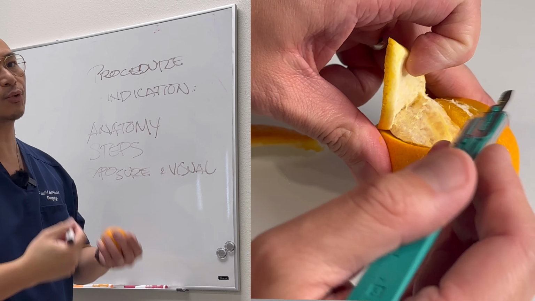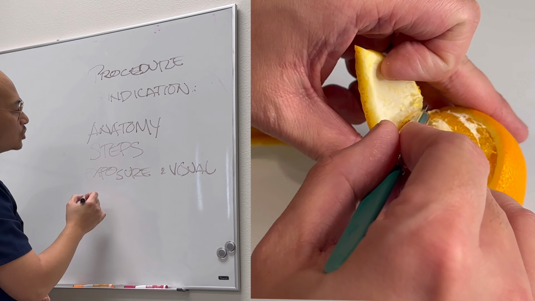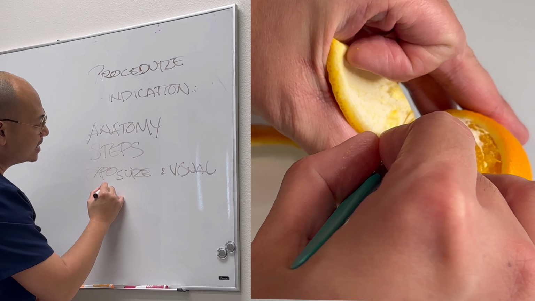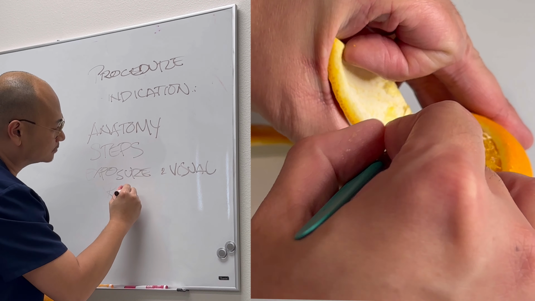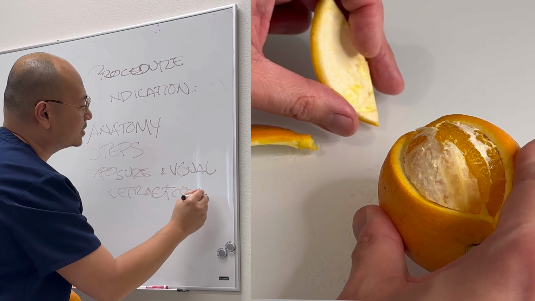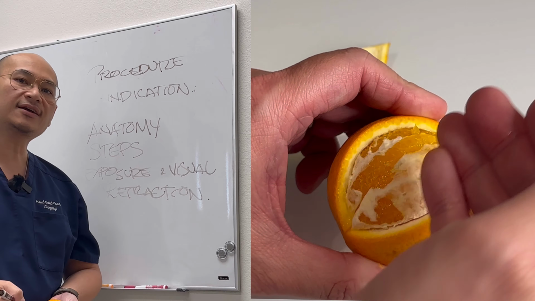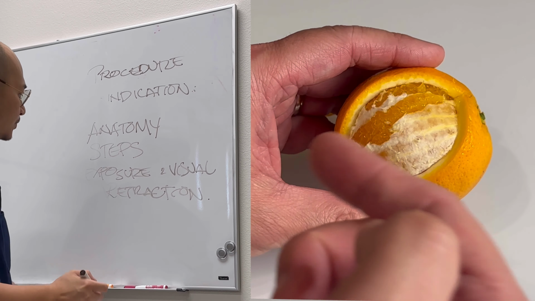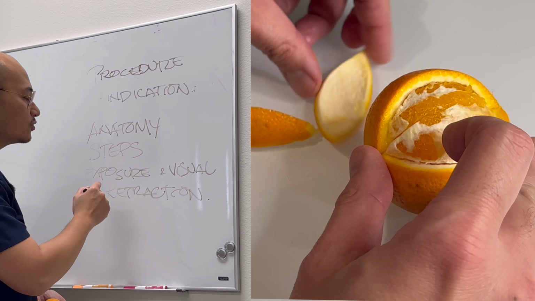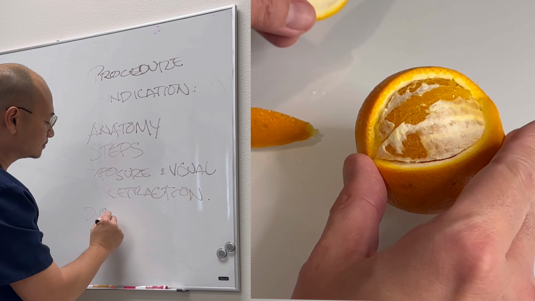You can't operate if you can't see. And exposure is a combination of seeing what you're going to operate on and actually retraction. These are important key aspects for you to be able to perform the surgery safely and with good control. Once you've actually gotten good exposure, visualization, and retraction, then you can proceed with dissection.